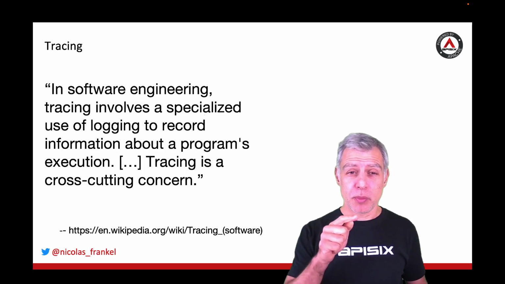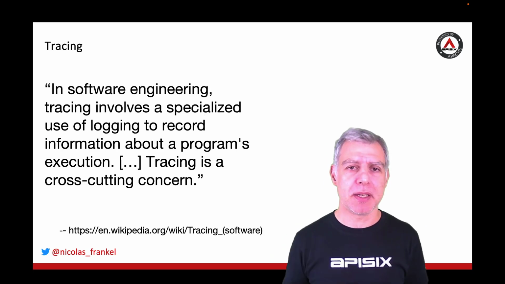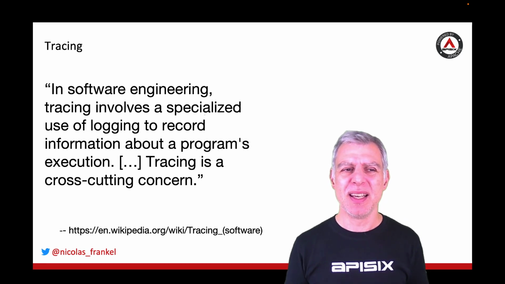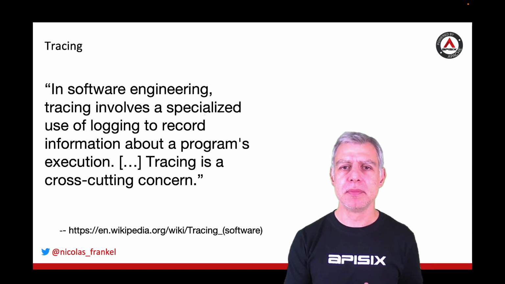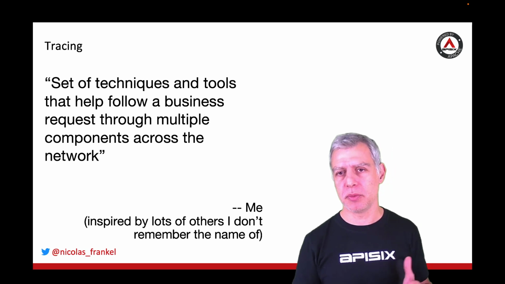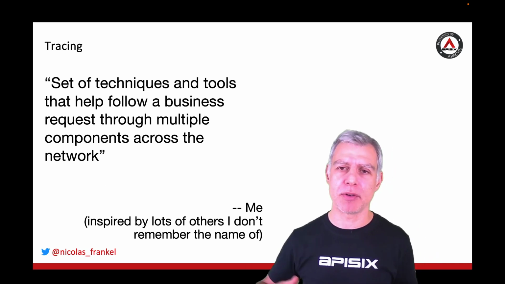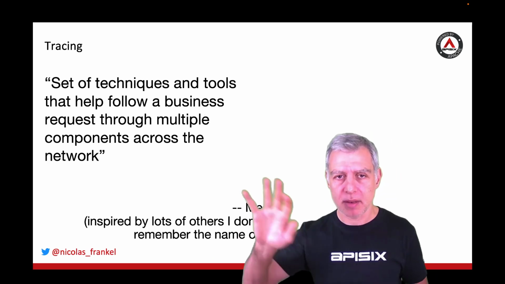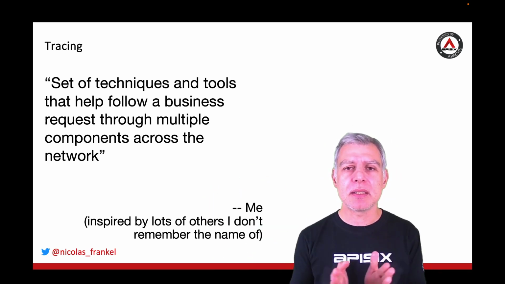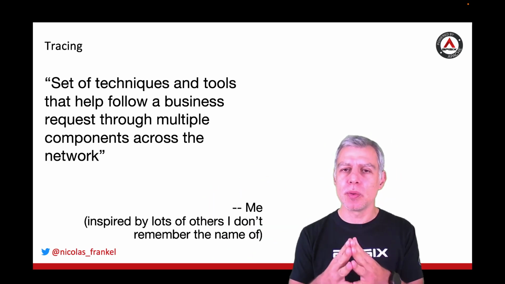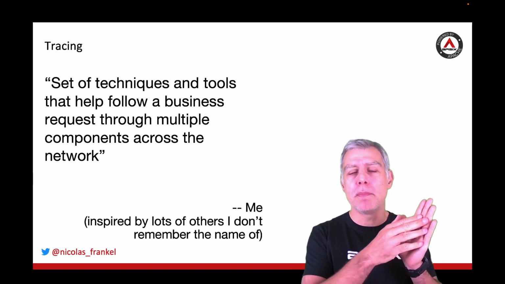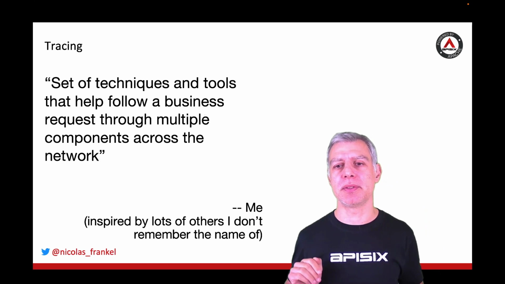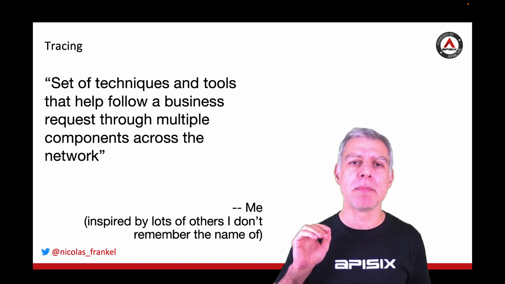And though the Wikipedia definition, I love Wikipedia definitions, in my opinion, this one is not a great one. So I've come up with my own. You will excuse me, probably it's not my own. I've got inspired by lots of people that I don't remember, but well, credits to them. So basically, tracing is a set of techniques and tools that help follow a business request across the network through multiple components. This is really, really important.